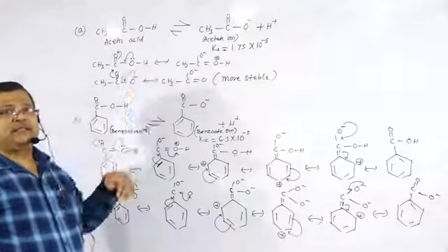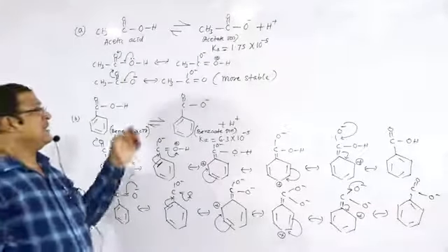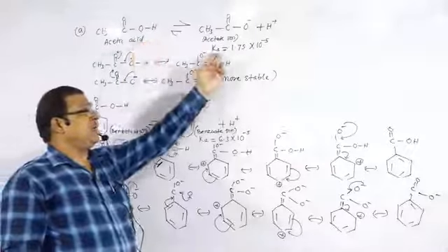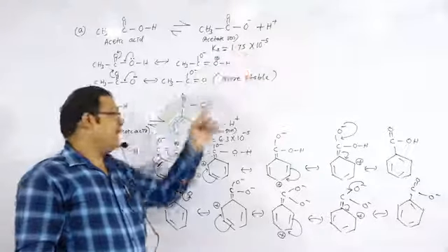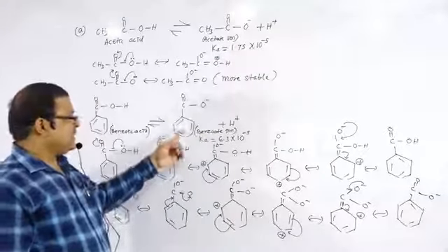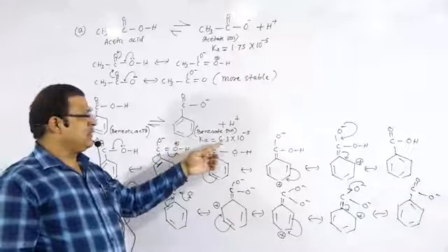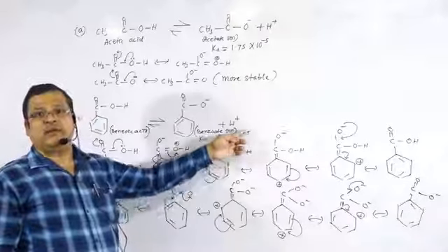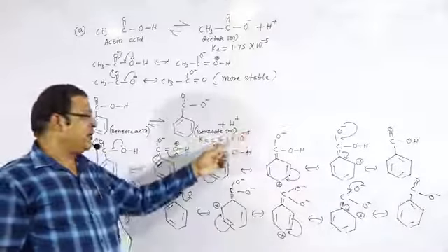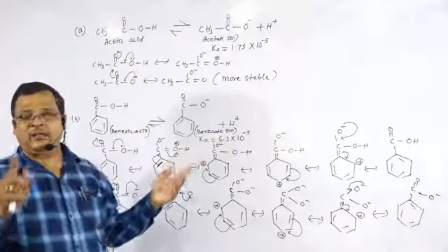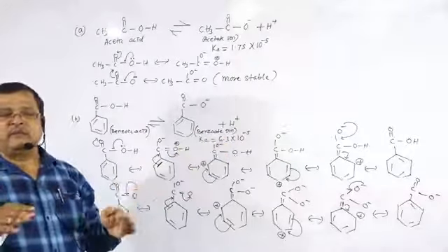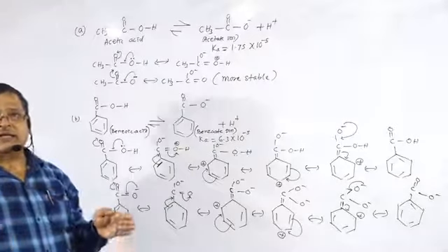And on the basis of the value of Ka, in case of acetic acid, the value of Ka is 1.75 into 10 to the power minus 5. And in case of benzoic acid, the value of Ka is equal to 6.3 into 10 to the power minus 5. So the higher the value of Ka, the higher its acidic behavior, as we have explained. So the higher the value of Ka, the lower the value of pKa, because that is the negative logarithm.